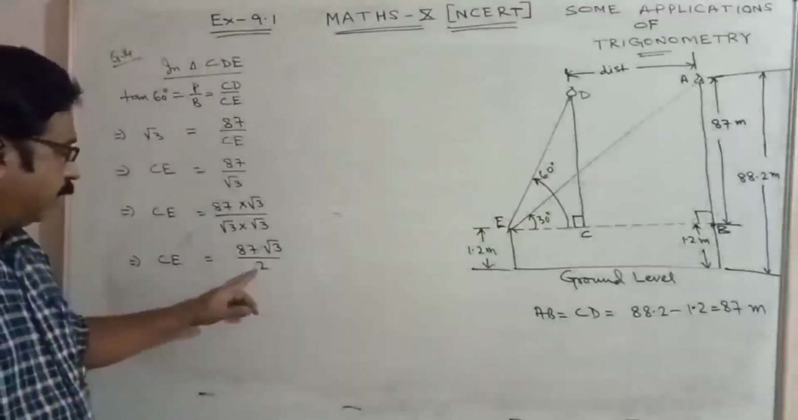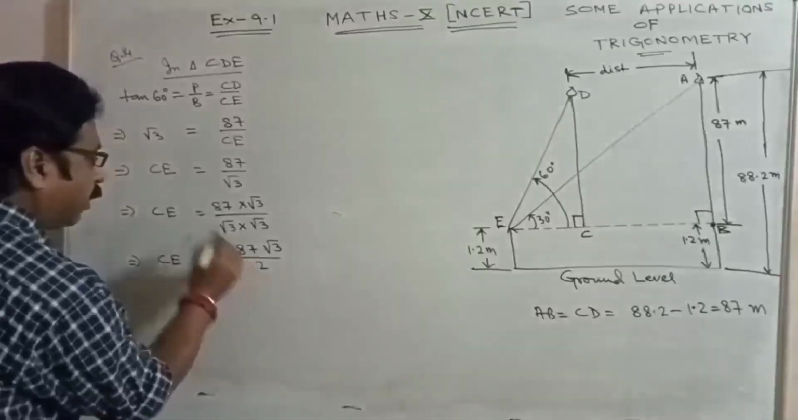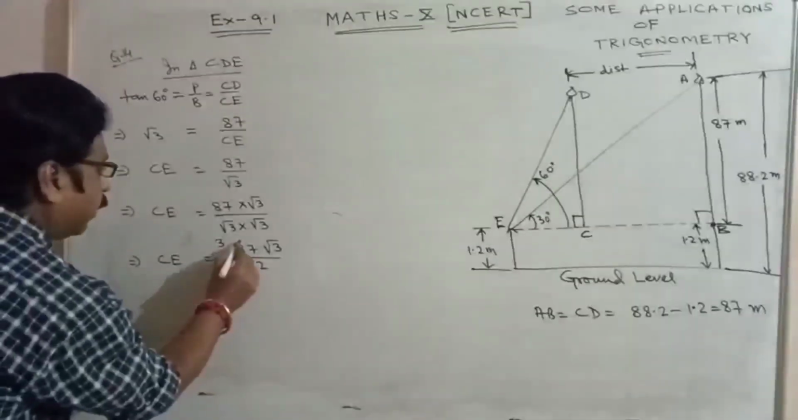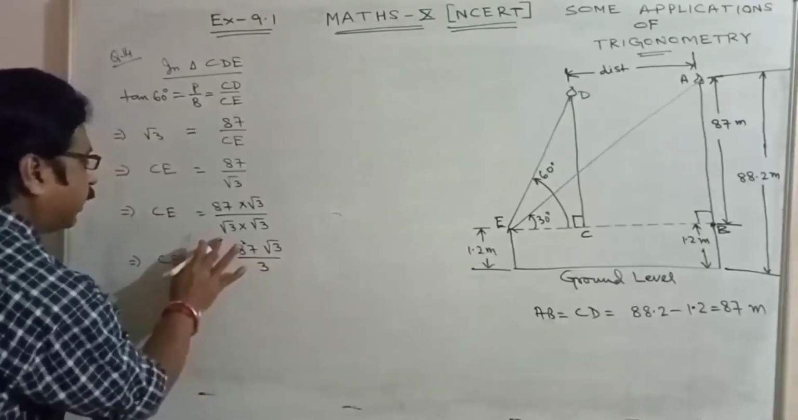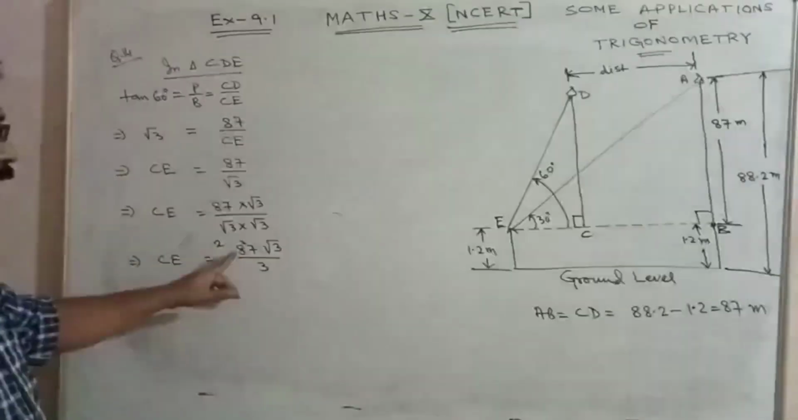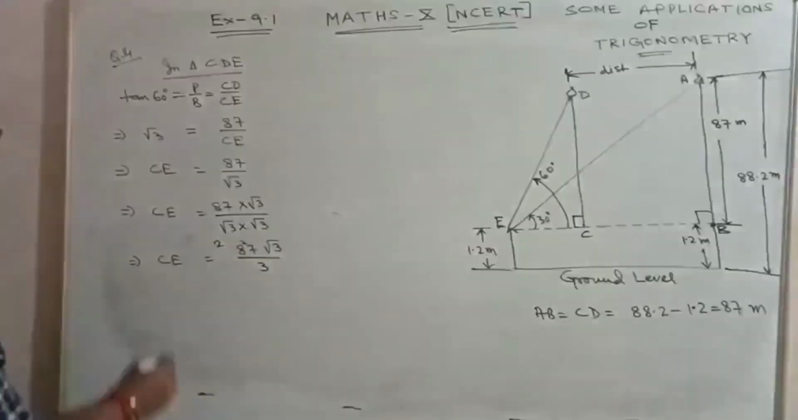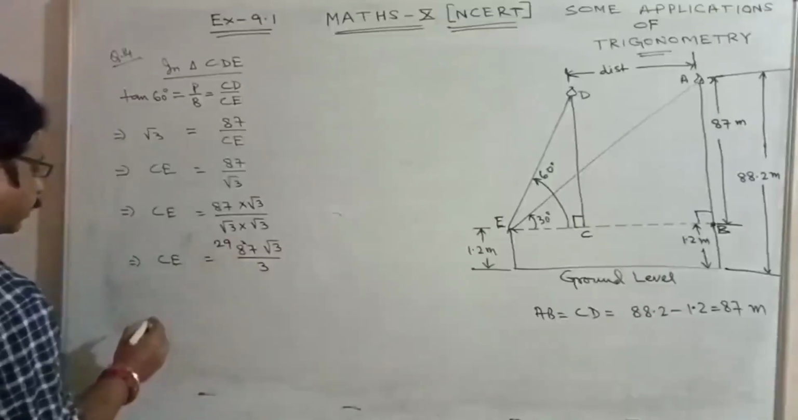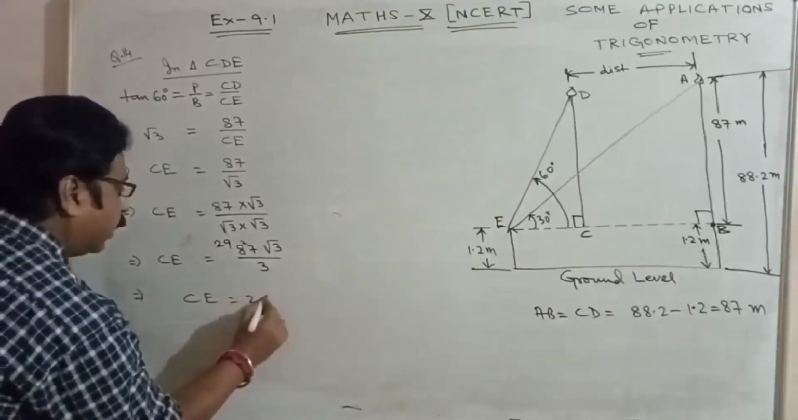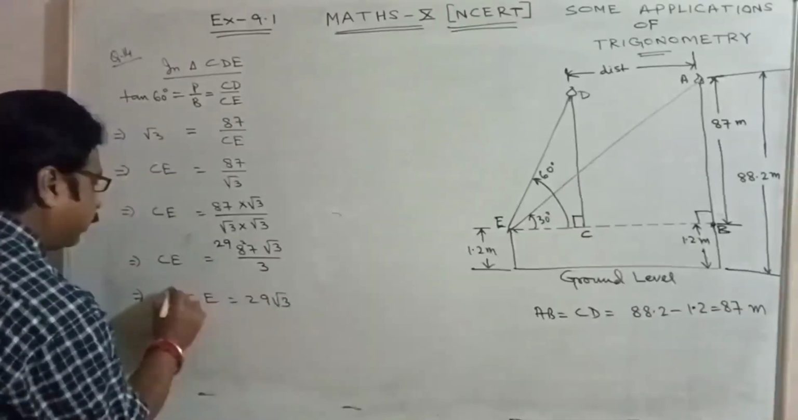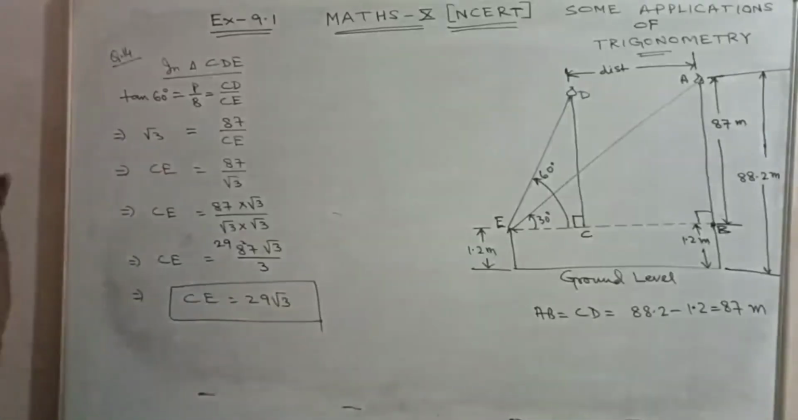If we cut: 3 2s are 6, from 8, 6 is gone, 2 is left. It will be 27. 3 9s are 27. Now CE will be 29 root 3. This we got.